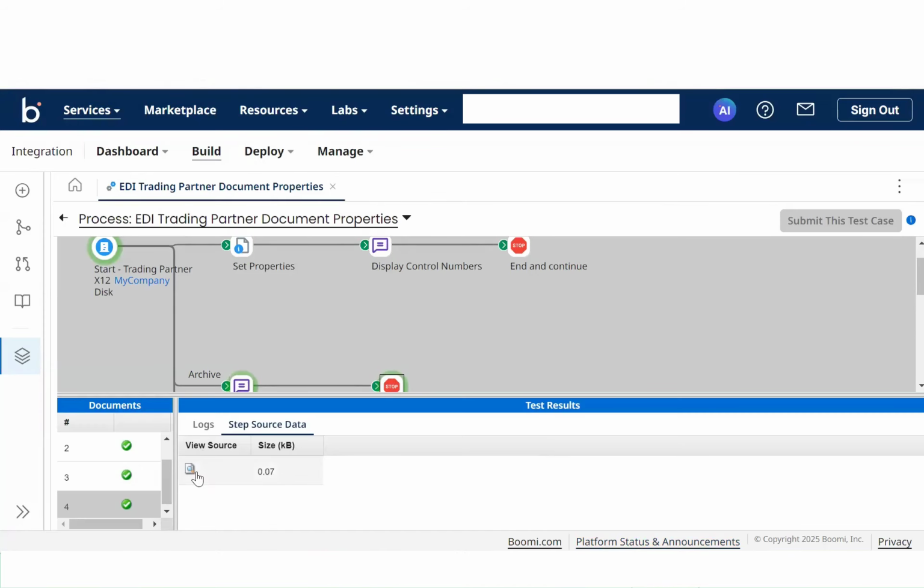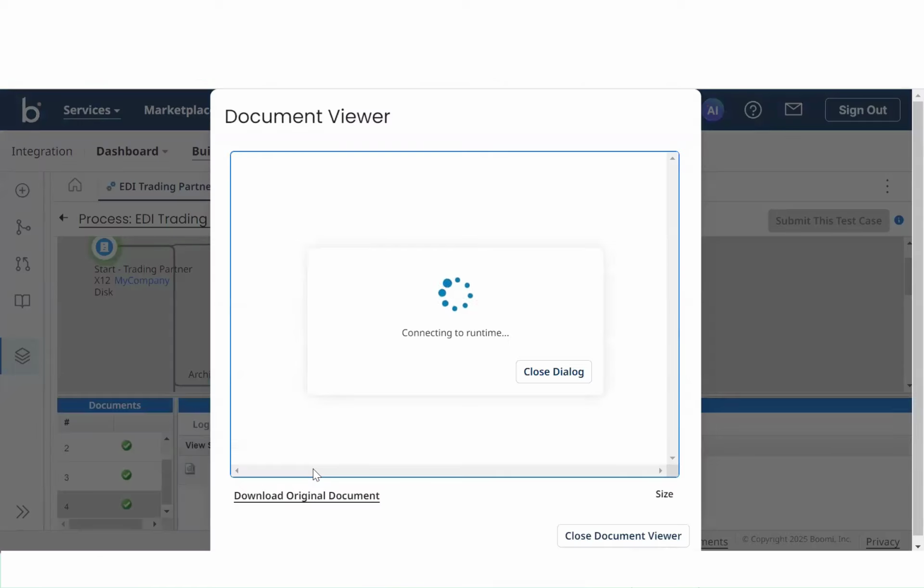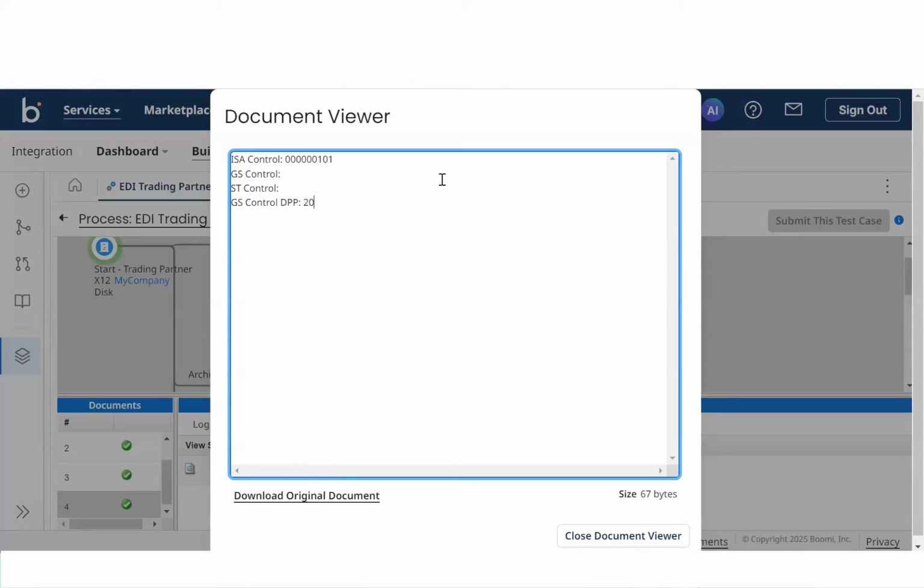When we observe the data out of the message shape, we're going to see at the interchange level we can retrieve the ISA control number, but at the functional group and transaction set levels, we're not able to retrieve the document properties for those property groups.